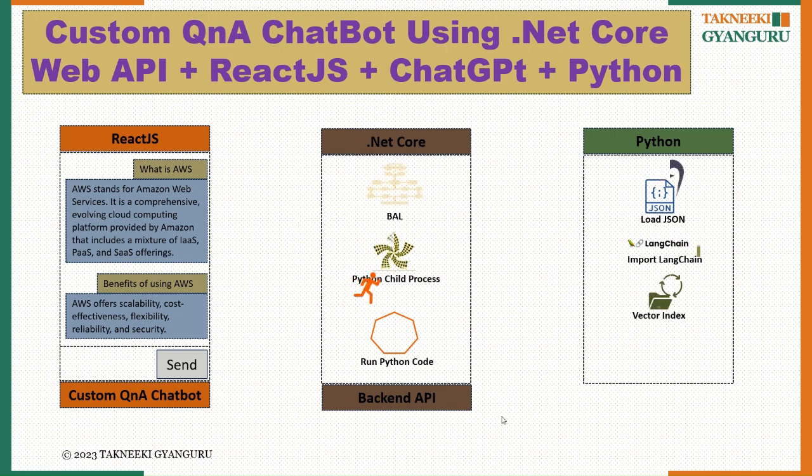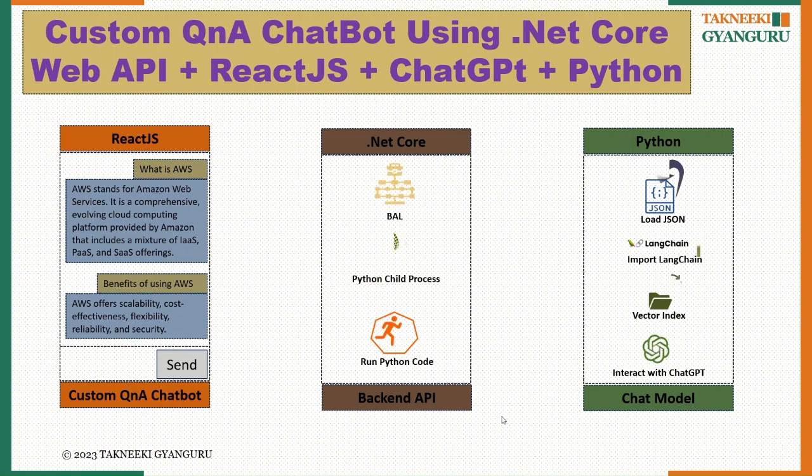Once this is done, the JSON file will be indexed using the vector index. The index is required when we do the searching, to find the exact answers. Once it is done, our code will interact with OpenAI ChatGPT in the backend through LangChain, and then get the response back to us.